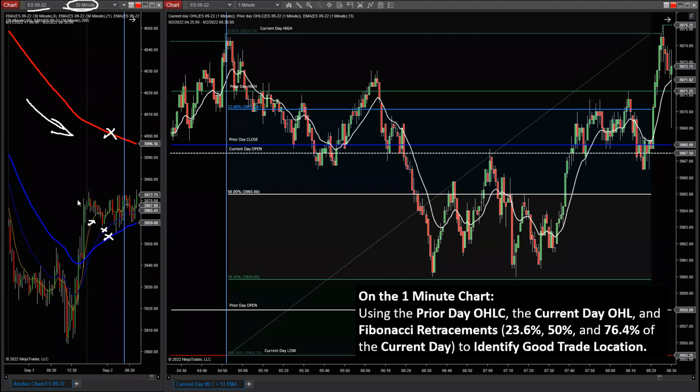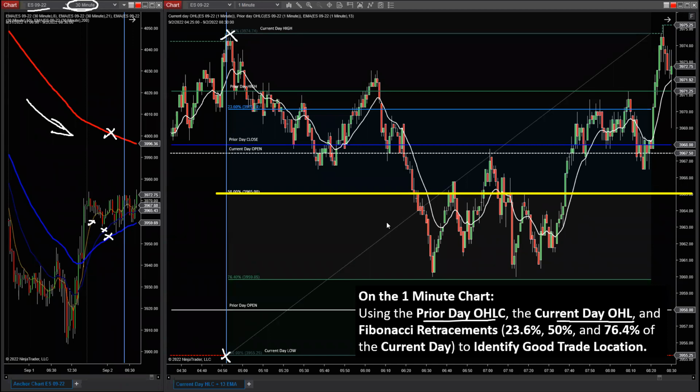Okay. And one of the things I have on this chart is, it's simple. It's the prior day open, high, low, close, and the current day open, high, low. And then I've added some Fibonacci's in there from the low of the day to the high of the day. And one of the things I want to point out is, here's your 50% mark on the day.